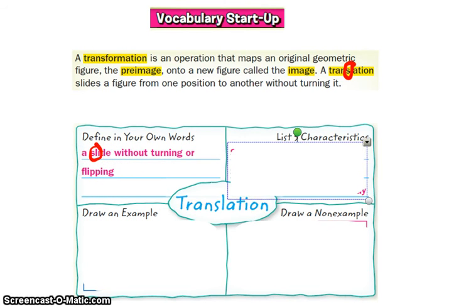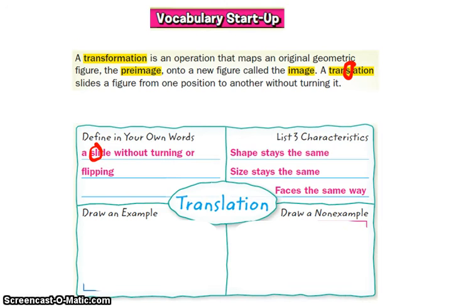3 characteristics. It stays the same shape, it stays the same size, and it faces the same way. The position doesn't change. The orientation doesn't change, okay? So those are your 3 characteristics. Stays the same shape, same size, and faces the same way. Your example, as long as it's a slide and it's facing the same way, you're okay.